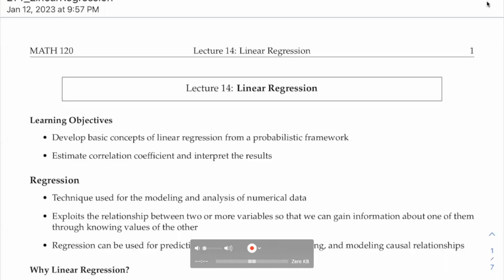Hello everyone, this is lecture 14, linear regressions. In this lecture, we're going to develop the basic concept of linear regressions from a probabilistic framework. And later on, we're going to estimate something called correlation coefficients, and then use that to interpret the results that we get from calculating the coefficients and from what we have in the problem.